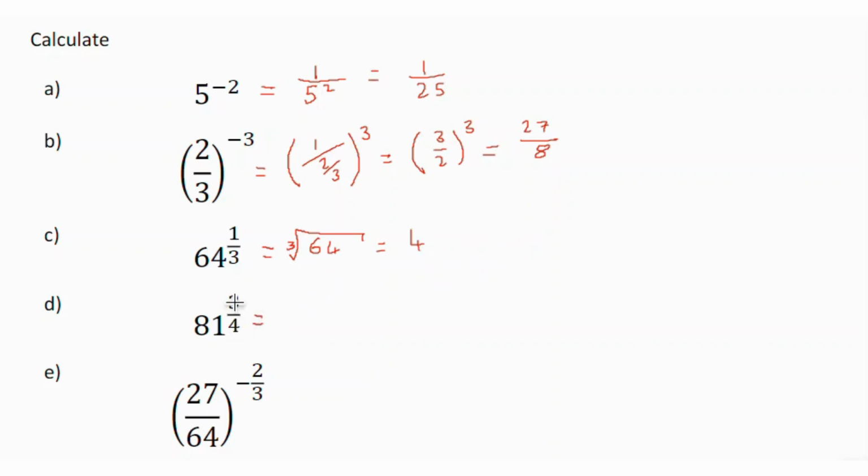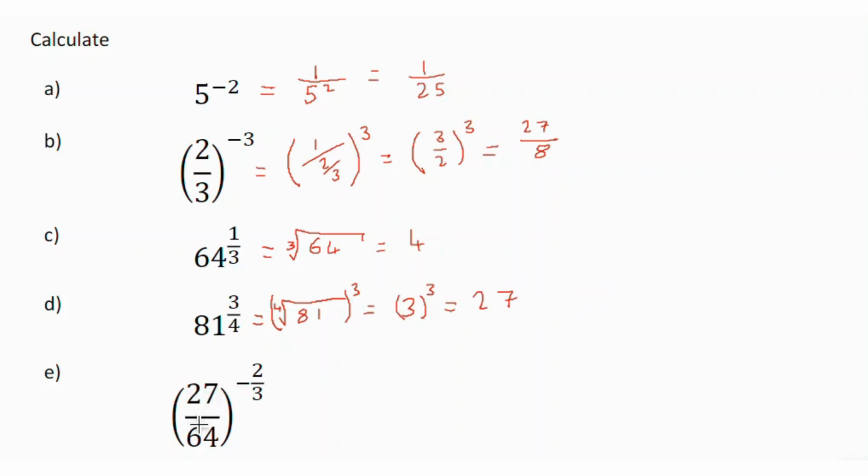When we have a fraction which is not a unit fraction, so we have 3 in the numerator and 4 in the denominator, the 4 still means we take a root. So in this case we're going to take the 4th root of 81, and then the cube means we take that to a power of 3. So the 4th root of 81 is going to be 3, so we now have 3 cubed, which is 27.